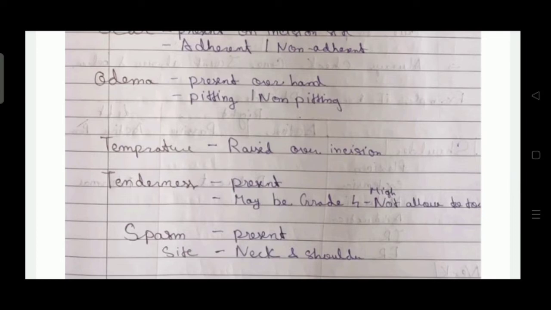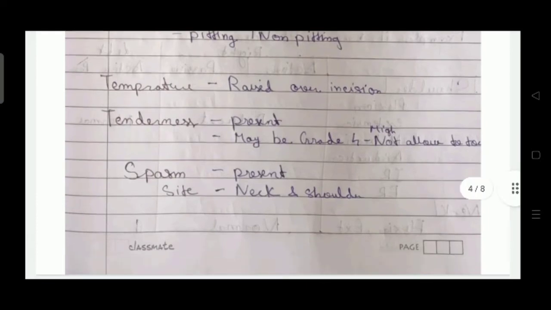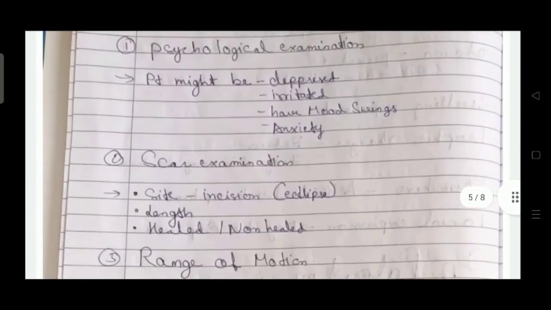Temperature, you have to mention that it would be raised over the incision site. Tenderness would be present, and sometimes if it is just post-operative day 1 or 2, the patient may not allow you to touch because the patient will be having too much pain. Okay. Spasm might be present in the muscles, especially the neck muscles or shoulder muscle. Okay, so you can mention this in theory exams.